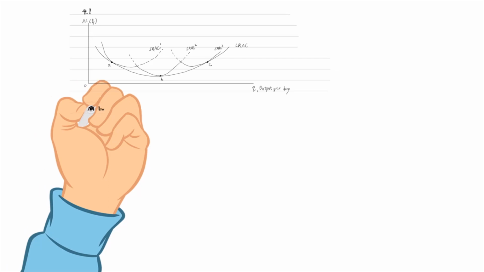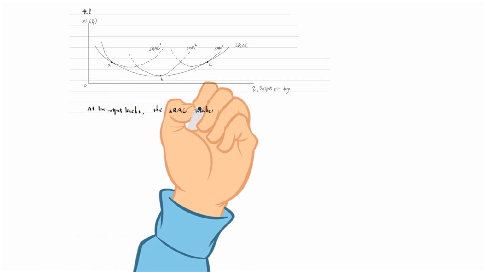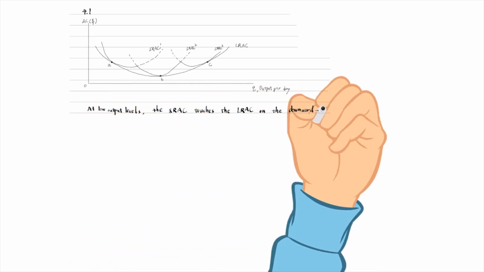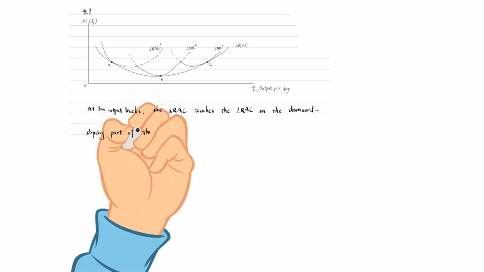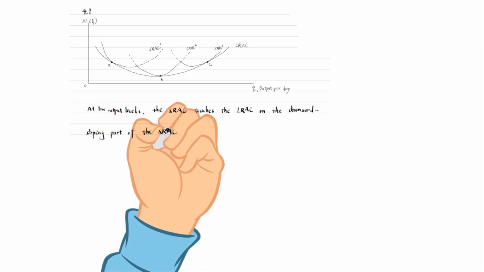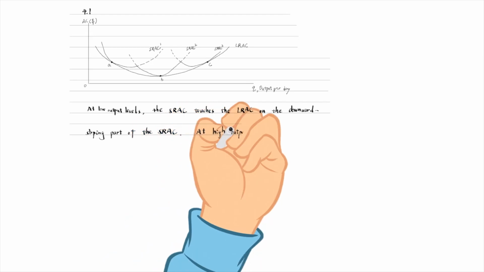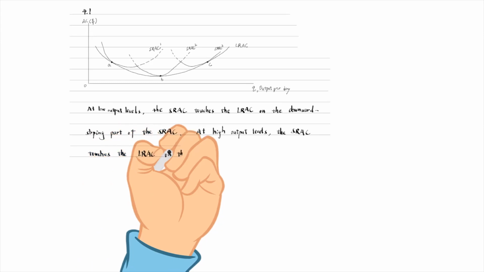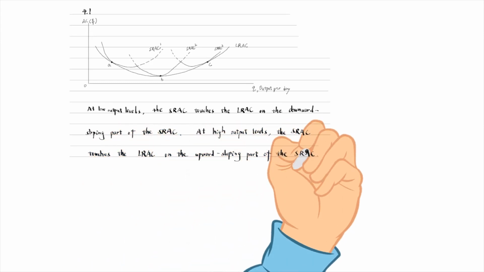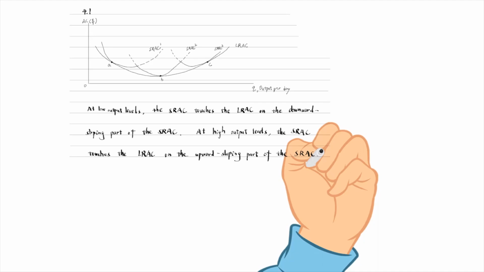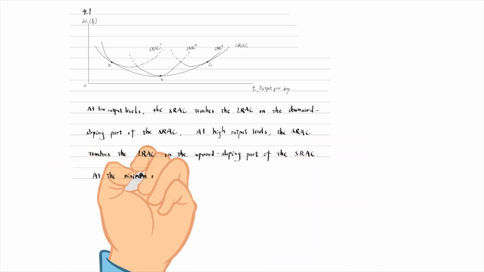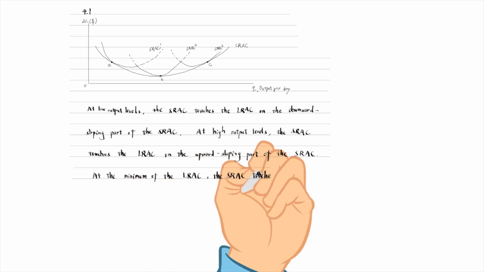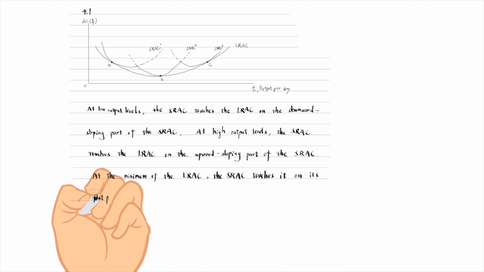At low output levels, the short-run average cost curve touches the long-run average cost curve on the downward sloping part of the short-run average cost curve. At high output levels, the short-run average cost curve touches the long-run average cost curve on the upward sloping part of the short-run average cost curve. At the minimum of the long-run average cost curve, the short-run average cost curve touches it on its flat part.